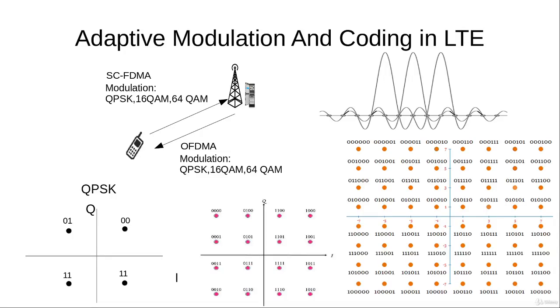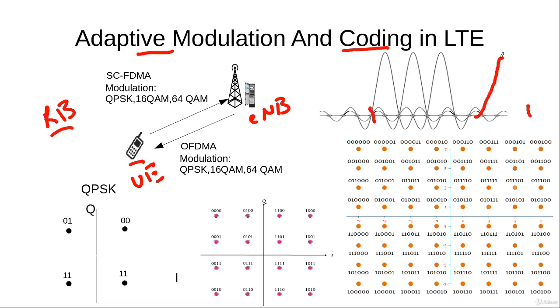Now we come to the concept of adaptive modulation and coding in the LTE. Now we know that a user equipment is assigned resources by the E node B in the form of resource blocks, and some of these resource blocks are used by the user equipment for the uplink communication of data to the E node B, and some are used by the E node B for the downlink communication towards the user equipment. And in one such resource block there are 12 subcarriers.